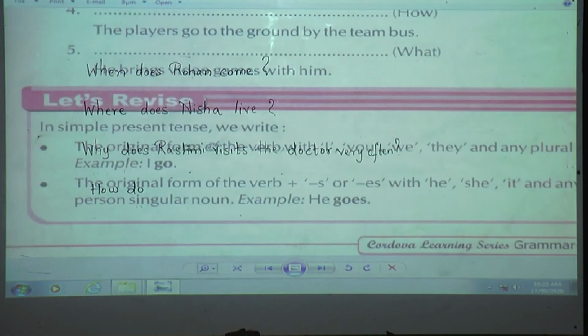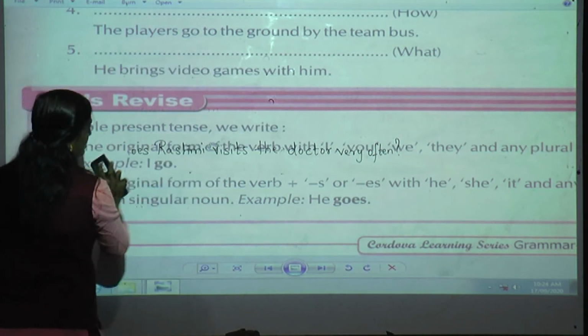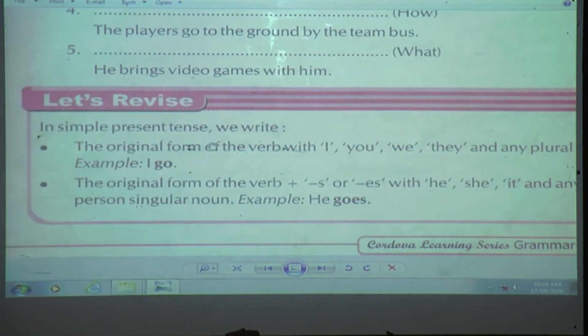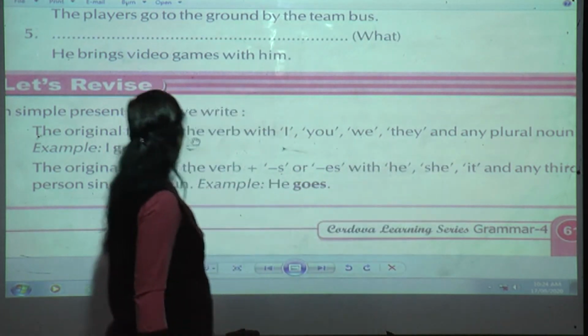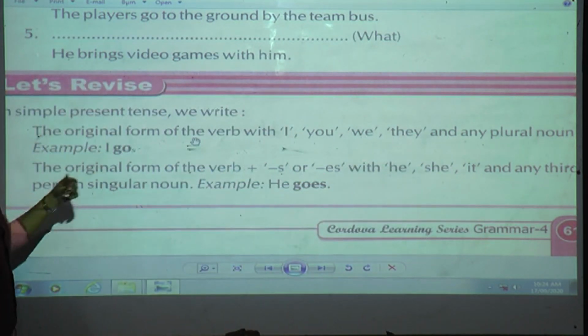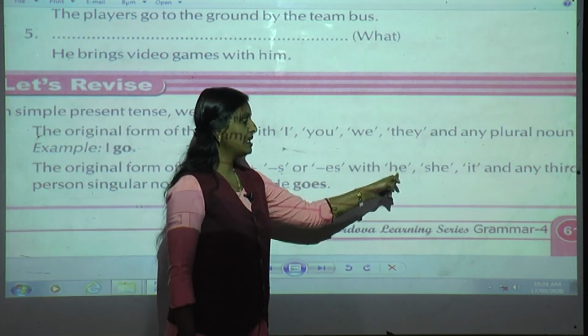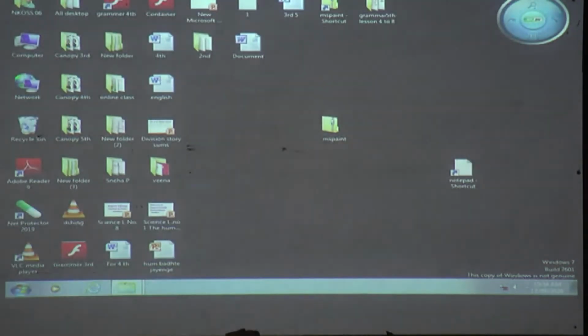So we will just do the revision part. What we have learned, students, in this full lesson number 17, that is simple present tense. Okay, in simple present tense, we have learned the original form of the verb with I, you, we, they and any plural noun. Example, I go. And the original form of the verb with s or es added when the subject is he, she, it or any singular noun. So in this way we have finished with our lesson.